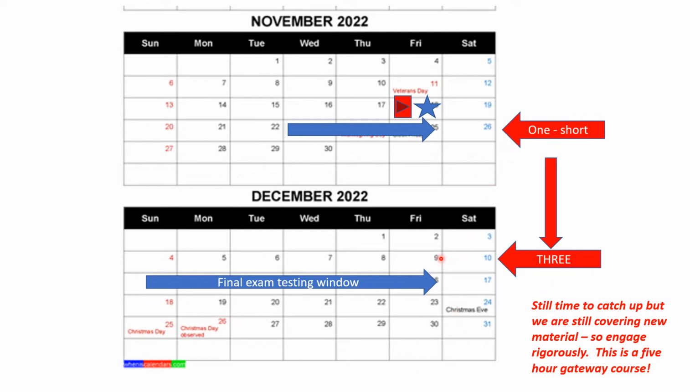And here is our final exam testing window. More about that later and soon. So those of you who are still engaged in the course realize that there's a very big upside opportunity with the comprehensive final exam. So there's still time to catch up. But we're still covering new material, so you want to engage rigorously. Realize this is a 5-hour course. It counts for a lot. It's also a gateway course for Calc 3.